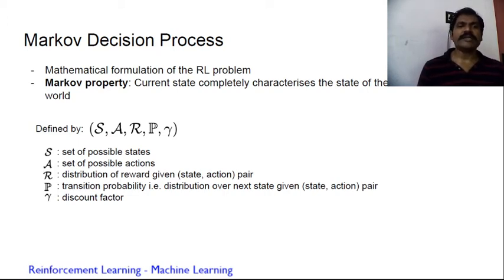Here it is defined by these parameters. One is S, the set of possible states; A, the set of possible actions; R, the distribution of reward given the state and action. And P is the transition probability, the probability over the possible actions. It may be moving up, left, down, whatever the possible actions. So based on what action we take, it will move on to the next state. And gamma is a discount factor here.